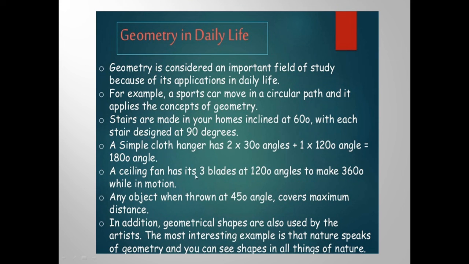And next one, the ceiling fan. It has 3 blades, and each blade has to be inclined at 120 degrees with the next blade. This should be done, then only we'll get air from the fan. And next, any object thrown at a 45 degrees angle covers maximum distance. If you want to throw an object to the maximum distance, you are supposed to throw it at a 45 degrees angle.